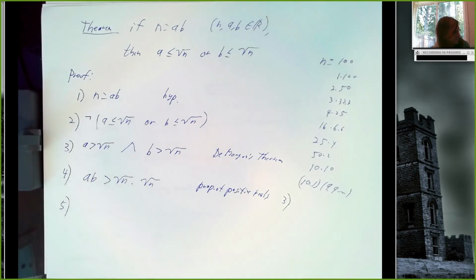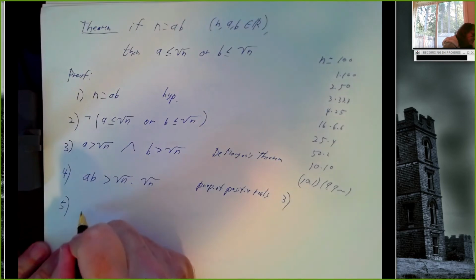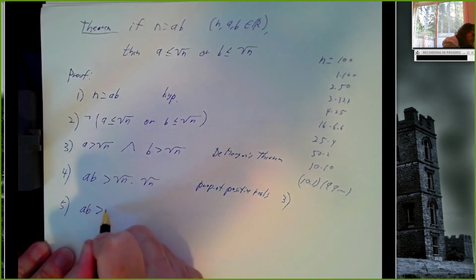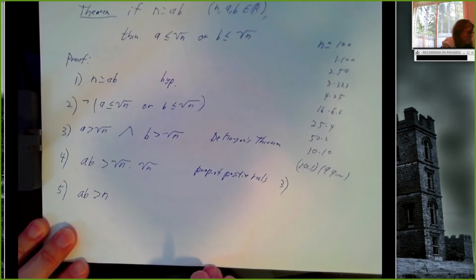At that point, A times B is not equal to n. So how would we write that? Why is A times B not equal to n? Well, we can then write A times B is greater than n, and then you just write the sign for contradiction, 1 and 5.